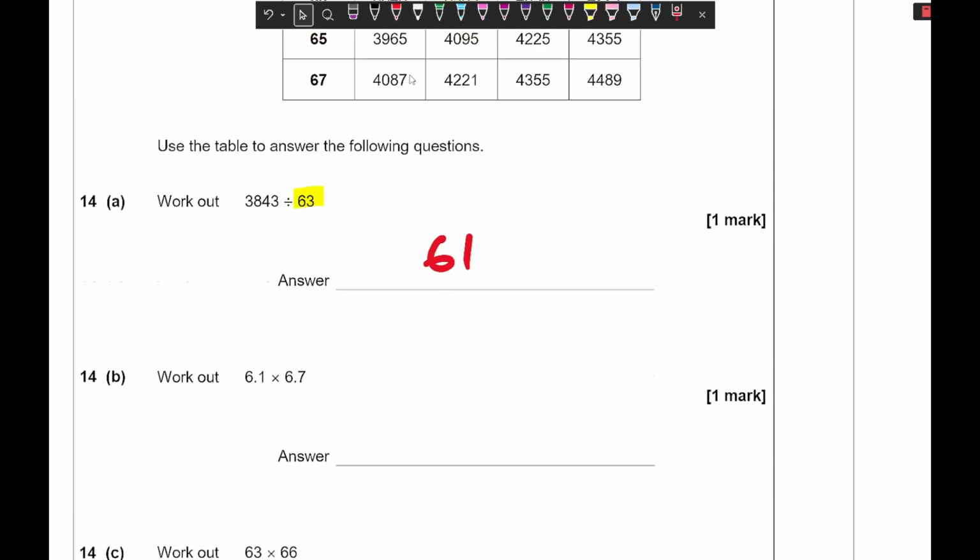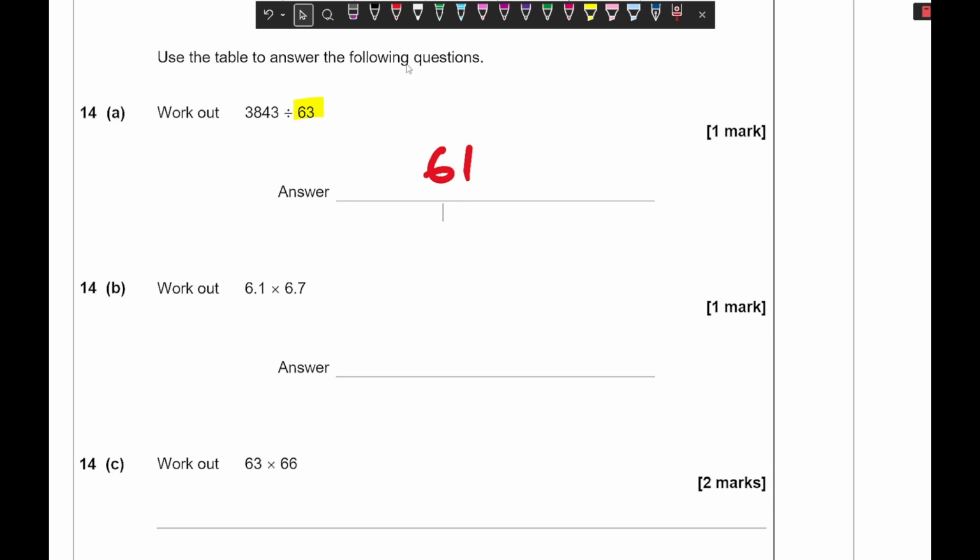Moving on to question B, it says work out 6.1 multiplied by 6.7. Now as you can see, in terms of the information, if I turn both those numbers into 61 times 67, and to do that, what I've done is I've moved the decimal place one place in this number, one place in this number, so I've moved it a total of 2 places.